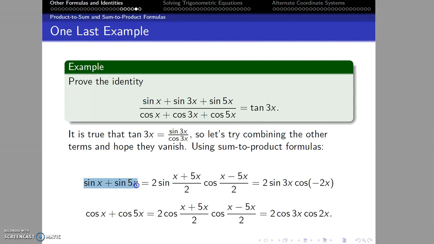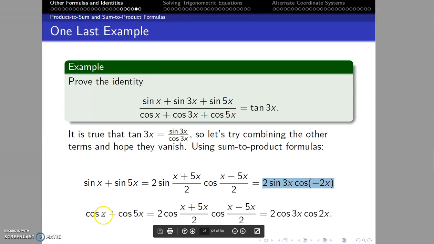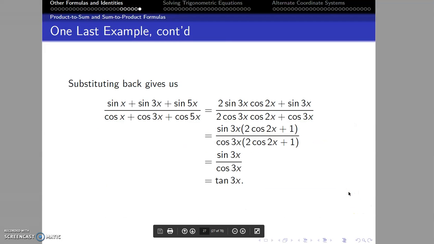Right, I've got sine x and sine 5x being added together. So with a little bit of manipulation via the sum to product formula, I can write that as 2 sine 3x cosine of negative 2x. And cosine of negative 2x, of course, is the same as cosine of positive 2x. Cosine is even. We do the same for the cosines. We get cosine 3x cosine 2x all times 2. And we make the appropriate substitution here. Oh yeah, it's that pretty.